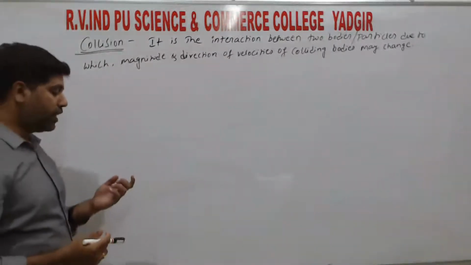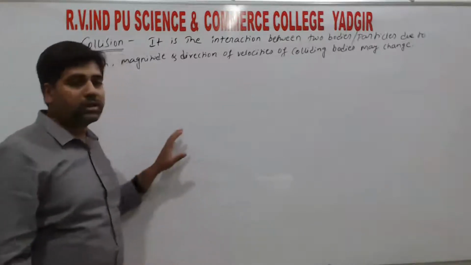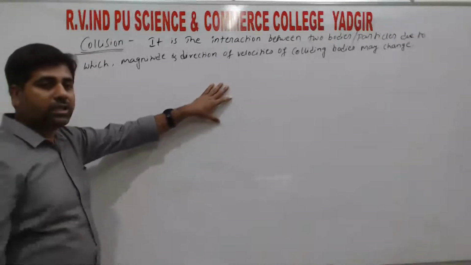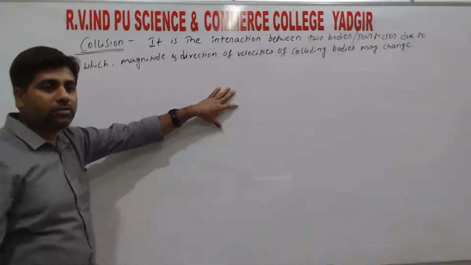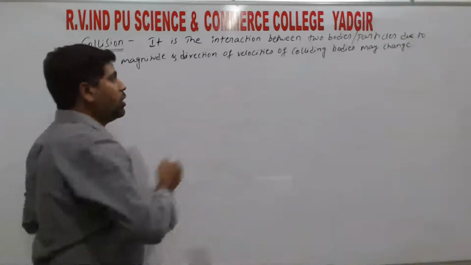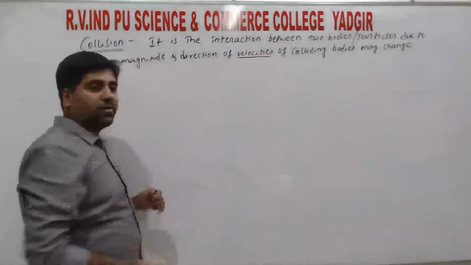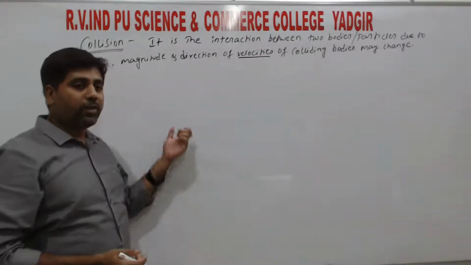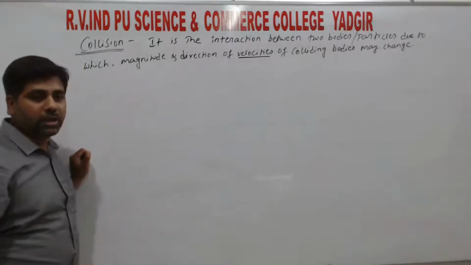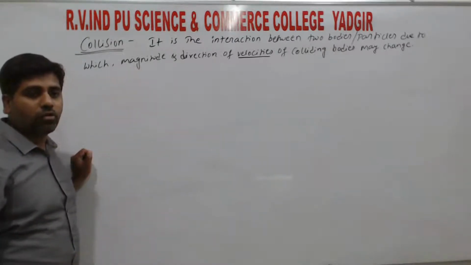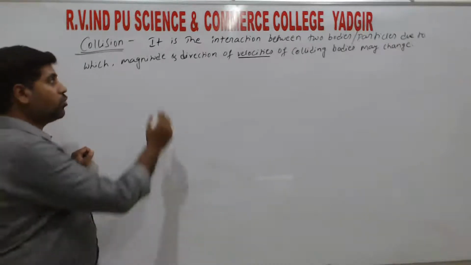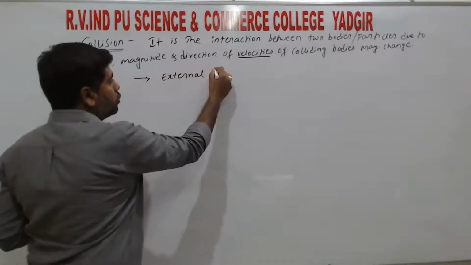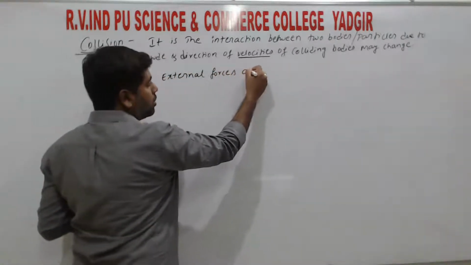So collision is between any two bodies. When two bodies interact, after they collide, their velocities, that is the magnitude and direction of the velocity, change. Velocity is very important. As it is a vector, it has both magnitude and direction. For an interaction or collision, there must be two objects. With only one object there is no possibility of collision. So here in the collision the external forces are neglected.